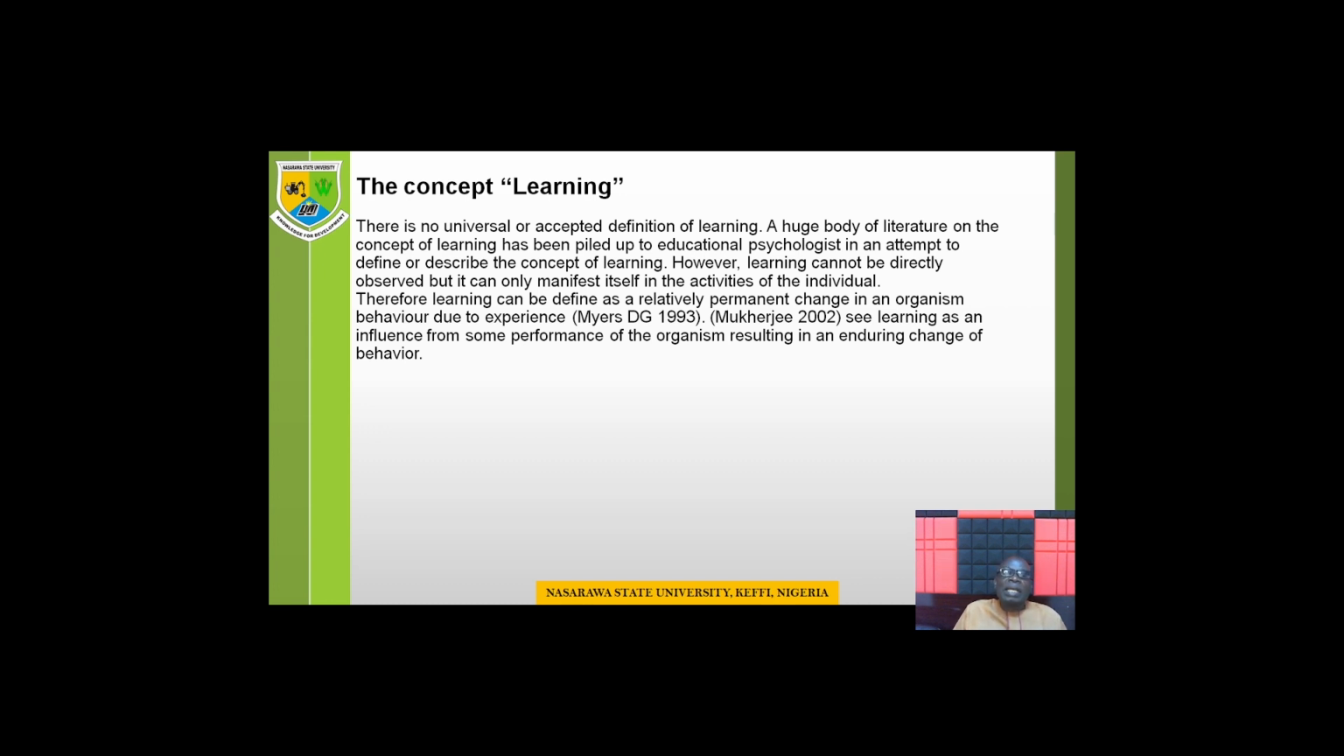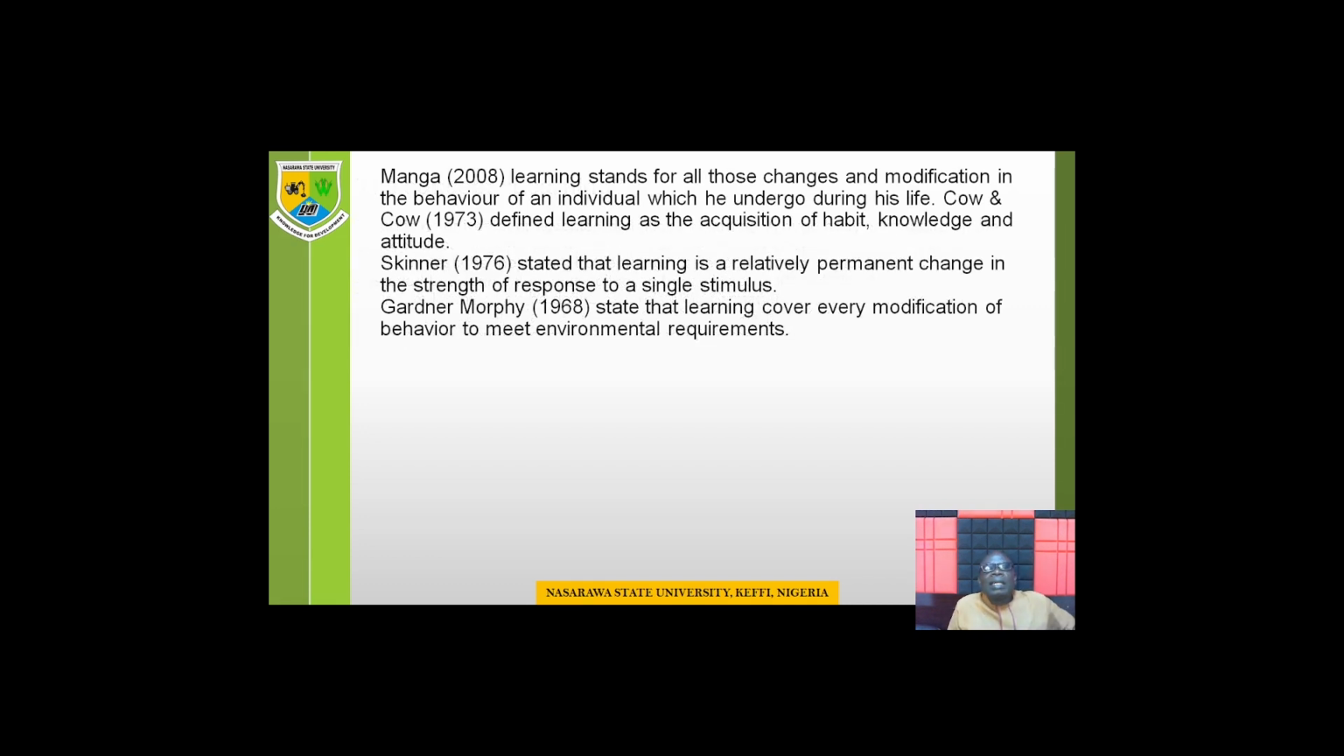Therefore, learning can be defined as a relatively permanent change in an organism's behavior due to experience. According to May 1993, Mukherjee 2002 also sees learning as an influence from one performance of the organism, resulting into an enduring change of behavior. Also, Manga 2008 defines learning as all those changes and modification in the behavior of an individual which he undergoes during his life.